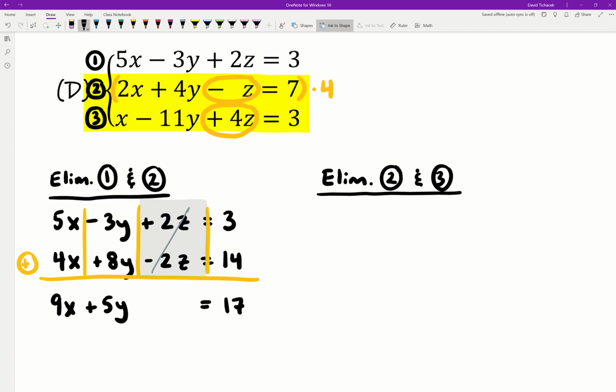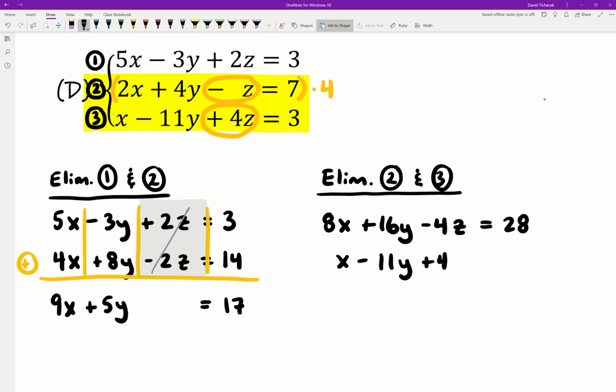So we're going to distribute in a 4 into that second equation there. That's going to look like 8x plus 16y minus 4z is equal to 28. And then we're going to follow up that third equation, which doesn't need any fixing at all. We're just going to go ahead and write it down here. x minus 11y plus 4z is equal to 3.